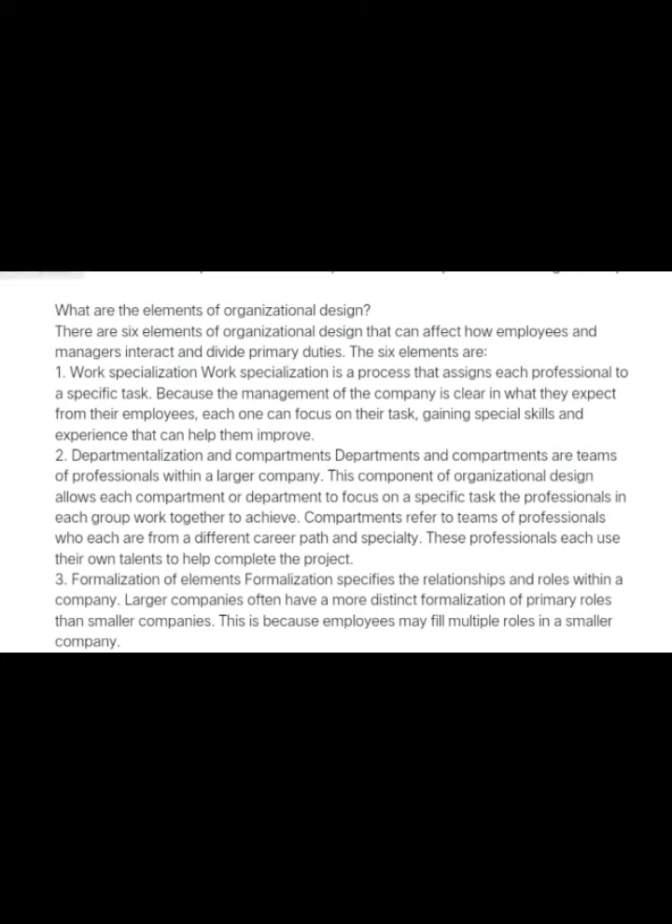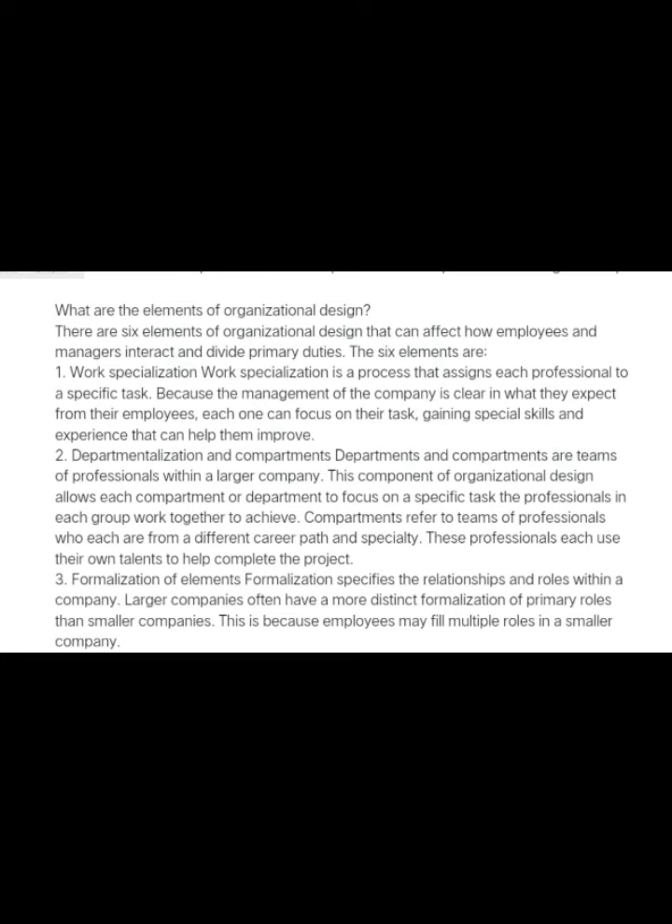Second, departmentalization and compartments. Departments and compartments are teams of professionals within a larger company. This component of organizational design allows each compartment or department to focus on a specific task the professionals in each group work together to achieve. Compartments refer to teams of professionals who each are from different career paths and specialties. These professionals each use their own talents to help complete the project.